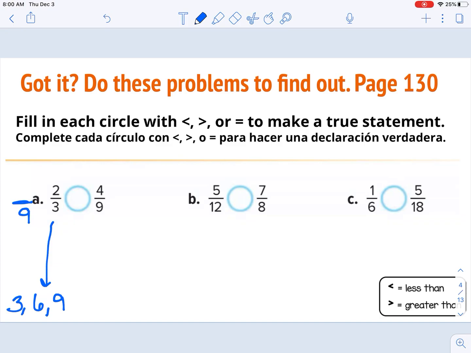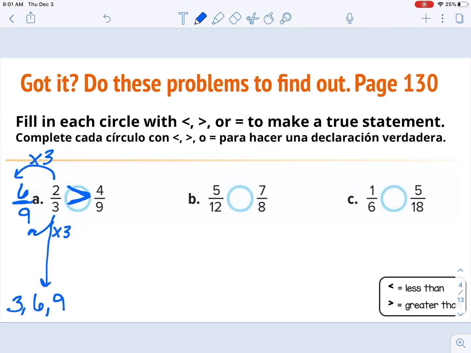To get from 3 to 9, I need to multiply this by 3. So I'll have to do the same thing to the top. 2 times 3 is 6. So on the left, I have 6/9, and on the right, I have 4/9. And I know that 6 is bigger than 4, so this one is going to be greater.